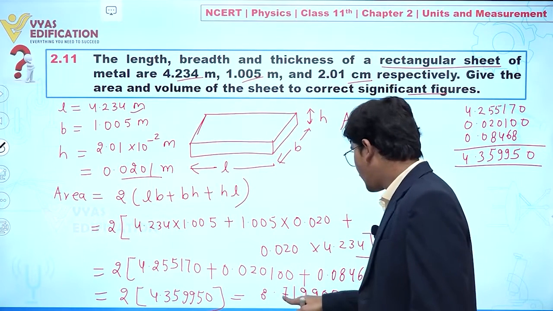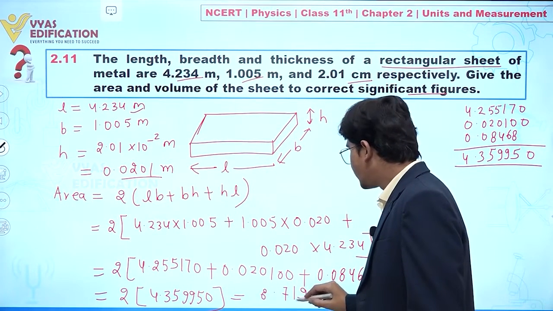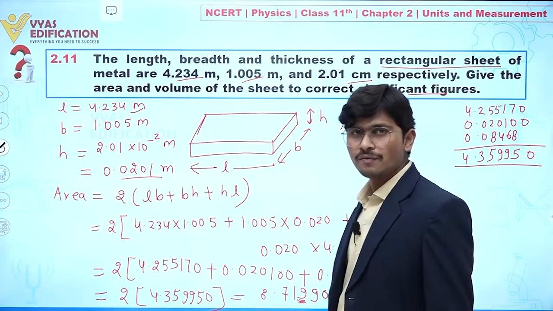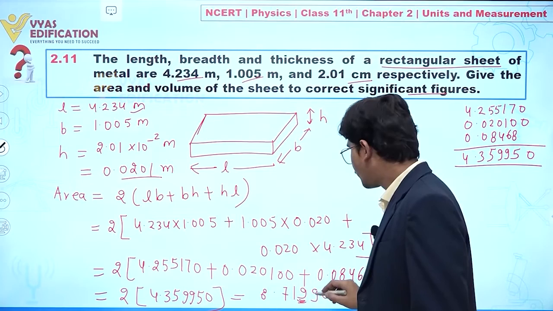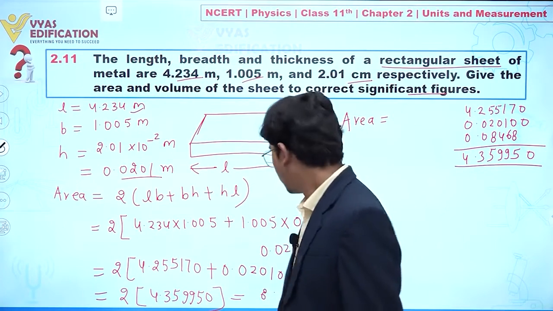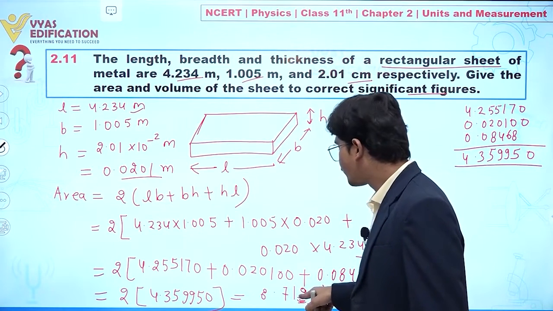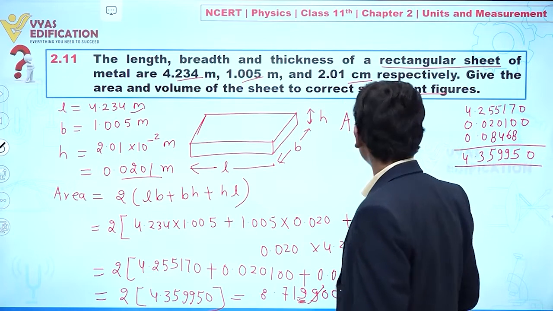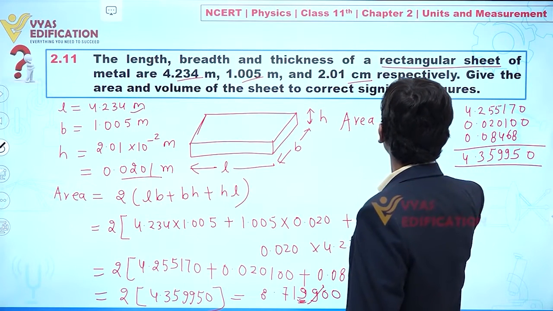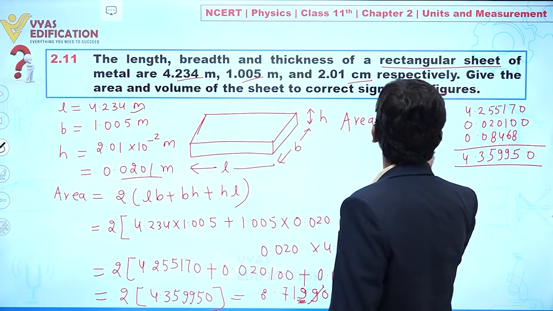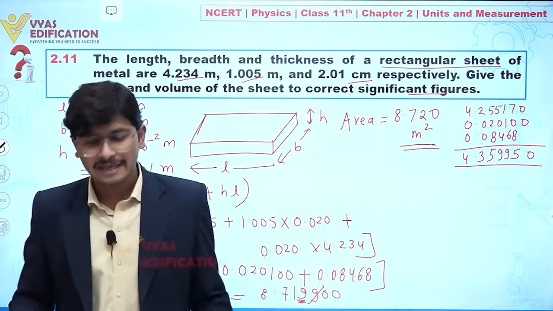So we can say 719, so actually this digit 9 is doubtful, so we will drop this 9, because this is greater than 5. So we can increase this one by one amount. When we increase, this becomes 10 and this becomes 2, so finally we are getting 8.720, and this is in meter square. So I can say this is area.